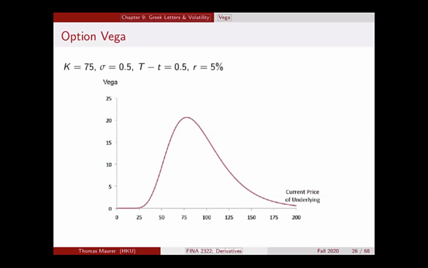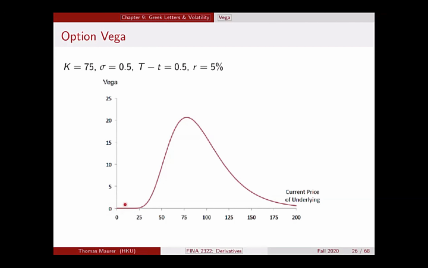So here we want to look at how Vega depends on the price of the underlying asset. And what we see is that if you are in the tails, either on the very left or on the right-hand side, where the price of the underlying asset is very low or very high, that's when Vega is 0. And if you're very close to at the money, then Vega is very large. Now, what is the reason for that? So let's consider a call option.